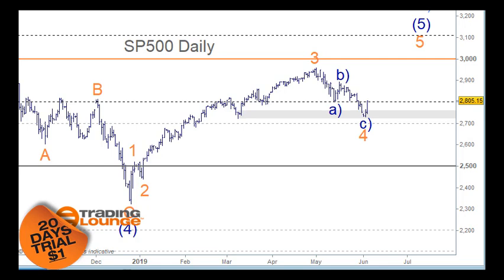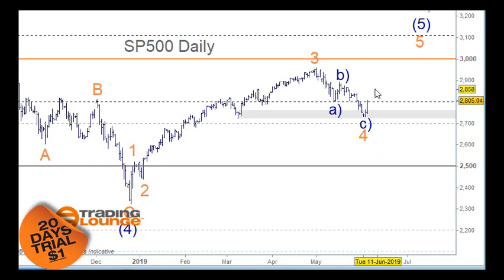Welcome to Trading Lounge for the SP 500 for the 5th of June, and starting on the daily chart here, we've been looking from wave 3 back to wave 4, and our target area is around the 2750, 2730 area. We've got ourselves an A and a B and a C wave here now. We've completed our 5 waves in the C wave, so we should be moving up from this point.